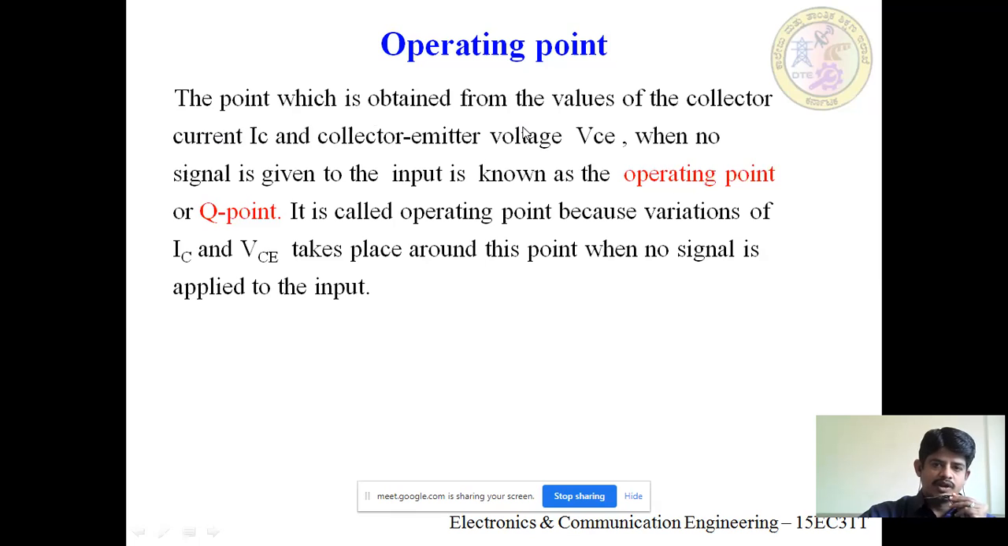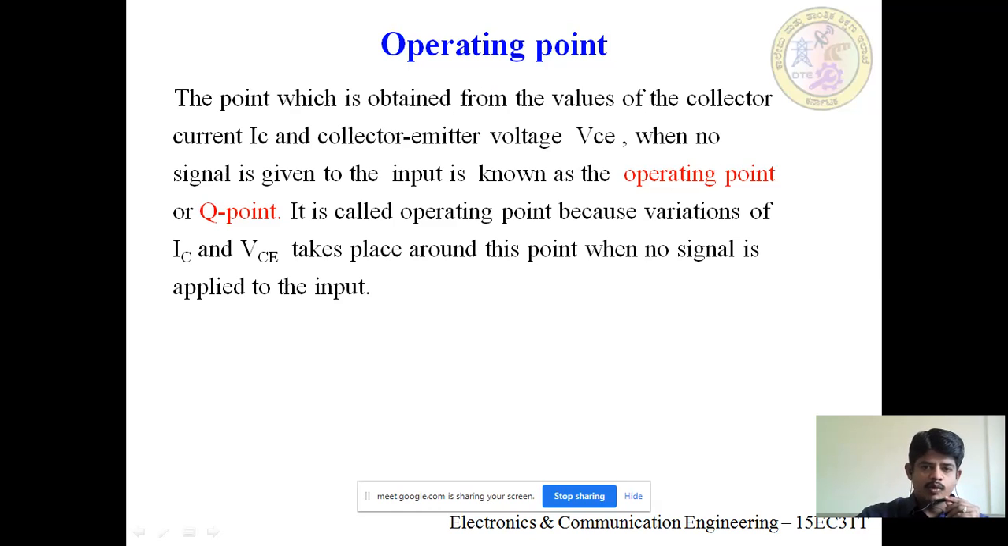The point which is obtained from the values of the collector current IC and the collector emitter voltage VCE when no signal is given to the input is known as the operating point. Understand it clearly: this is obtained from the collector current and the collector emitter voltage. Recall your circuitry. The output current is the collector current, and the output voltage is the collector emitter voltage. You take that voltage when no signal is applied at the input, and you consider that the operating point. That point is IC, the collector current, and VCE, the output voltage.